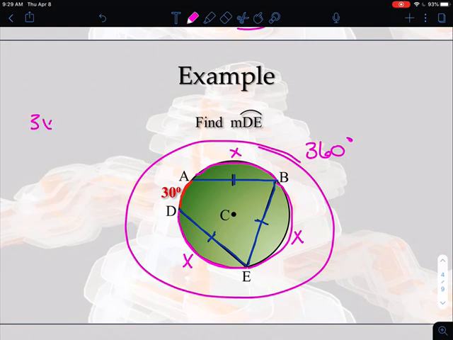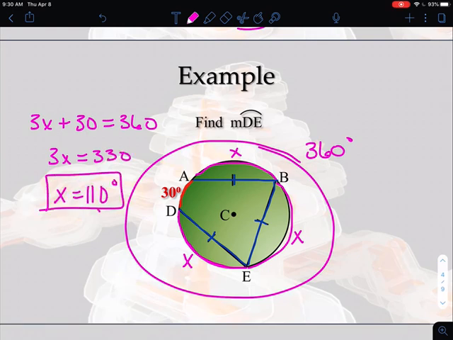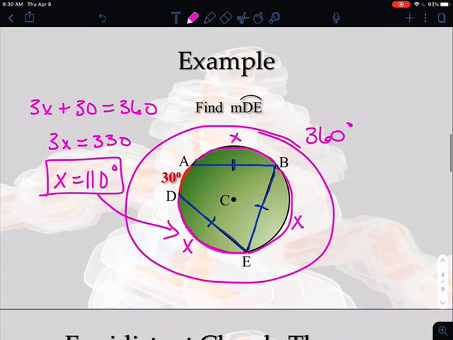So we have four different arcs making this circle that have to add up to 360. So I've got 3 x's plus the 30 degrees they gave me has to equal 360. And now I can just solve my regular equation. So I subtract 30 from both sides. 3x equals 330. And then if I divide both sides by 3, x would be 110 degrees, which is what we wanted. So anytime we see congruent chords, we can use that to then put the arcs congruent to each other as well.